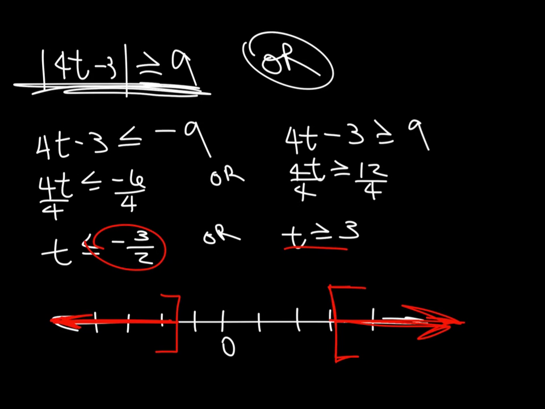Alright, so let's try a couple more examples here. Hopefully this is kind of clicking and it's not going to be too terrible. Absolute value of 2x plus 3 plus 4 is less than 9. The only thing different here is we have a plus 4 here. Not a real big deal.